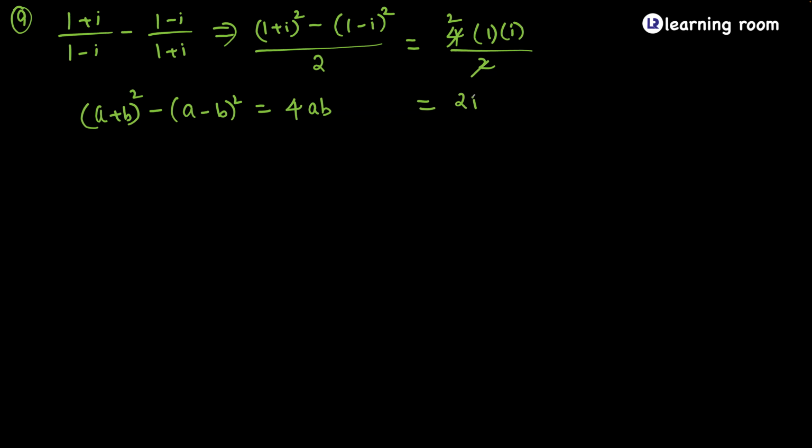So if I call this Z, then what are they asking? They are asking us the mod of Z. So what is mod of Z? It is going to be root of 0 square plus 2 square, which is going to be 2 itself. Suppose you have only a real part or only an imaginary part, the magnitude of that is the modulus of it. So you need not write this. What is the coefficient of i? 2. That will be the answer.